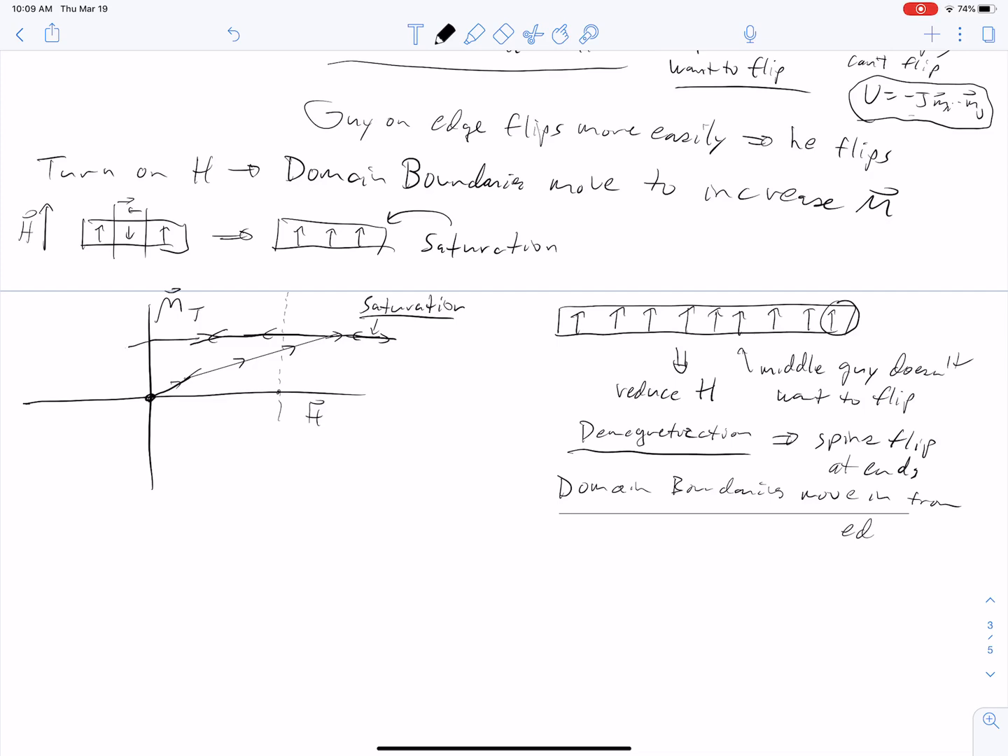It will decrease, but then I have to reverse the field, and then the whole thing will happen in reverse. The spins will flip, and then the domain boundaries will start moving in the opposite direction, and then I will saturate in the opposite direction. And then if I come back, the same thing will happen here. And so I get this kind of curve.